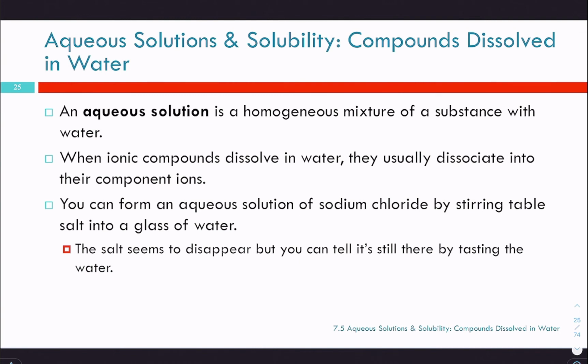Ionic compounds, when ionic compounds dissolve in water, they usually dissociate into their component ions. So you have something like sodium chloride will actually split apart, or dissociate, into sodium plus chlorine. So you can form an aqueous solution of sodium chloride by stirring table salt in a glass of water. It seems to disappear, but you can taste it still.